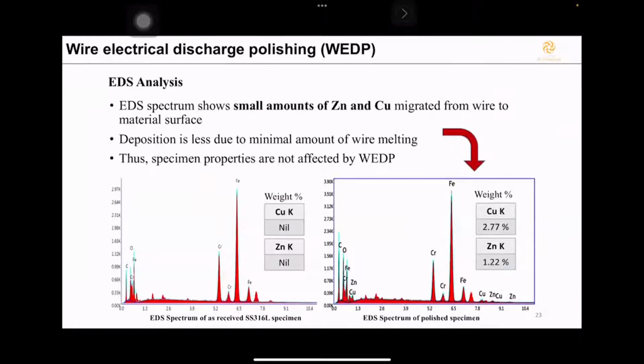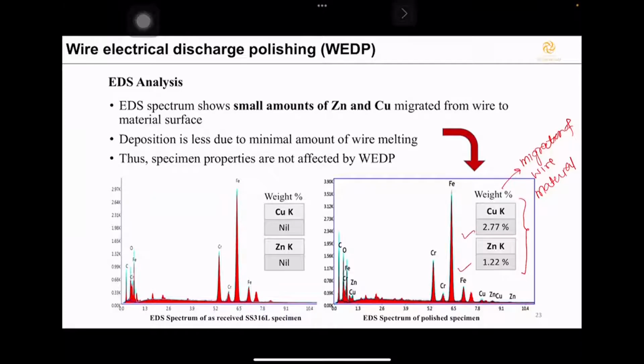This graph shows the EDS spectrum before and after polishing, and as you can see, there is slight migration of wire material from the wire to the job, which is unwanted. We don't want this, because if we are using this process for a biomedical application, we don't want these impurities to adhere on the surface of the component. We are still working on how to reduce it, but this is very minimal, as you can see.